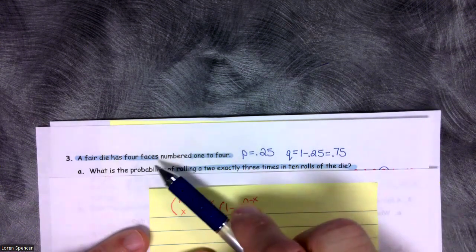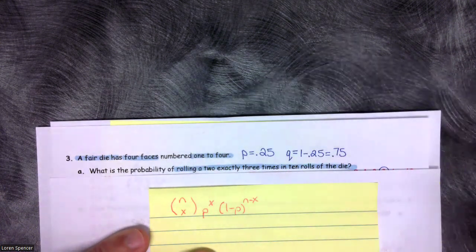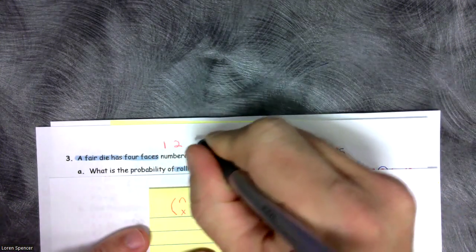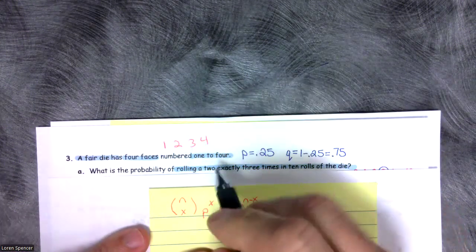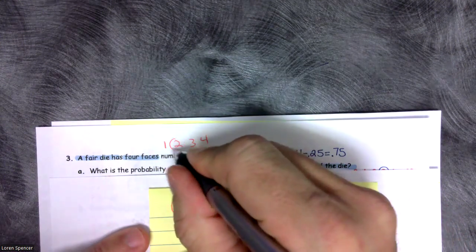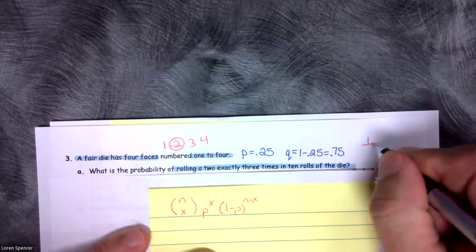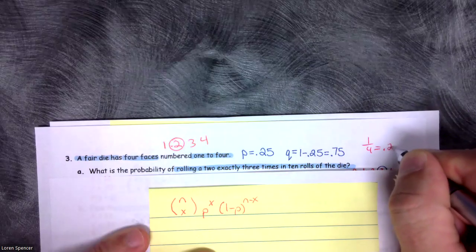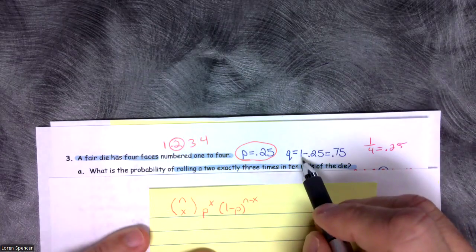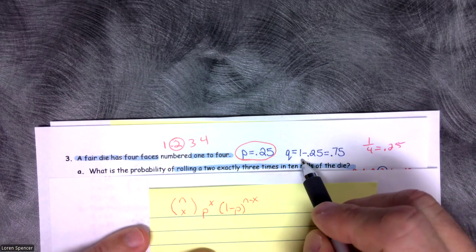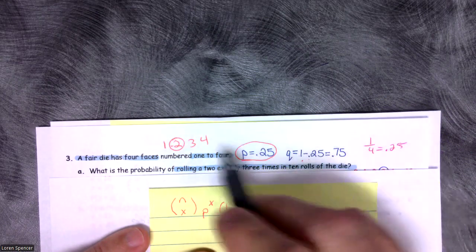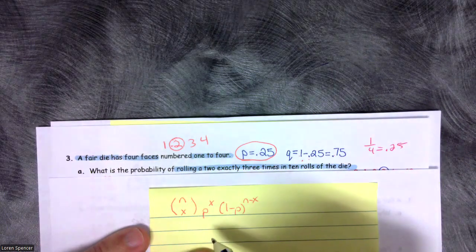A fair die has four faces numbered 1 to 4. So basically that means I could get a 1, a 2, a 3, or a 4. What's the probability of rolling a 2? Well, the probability of rolling a 2 happens to be 1 out of 4, which is 0.25, which is where that came from. Q is the probability of not rolling a 2, so 1 minus 0.25, which is 3 out of 4.